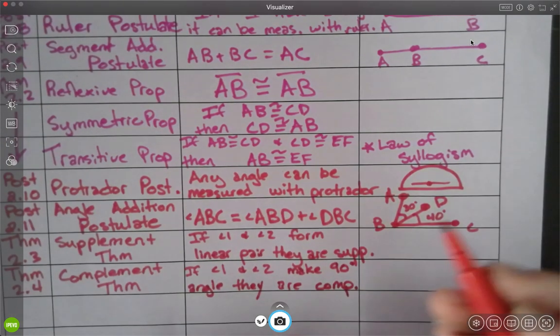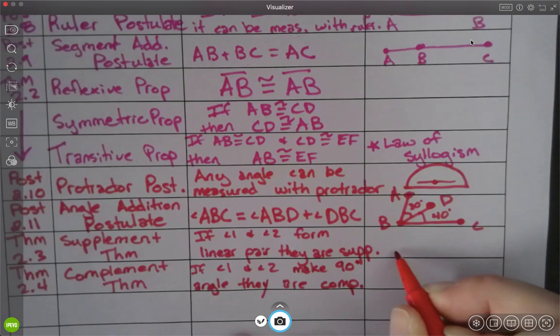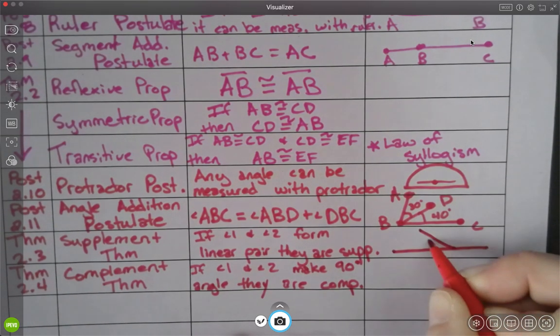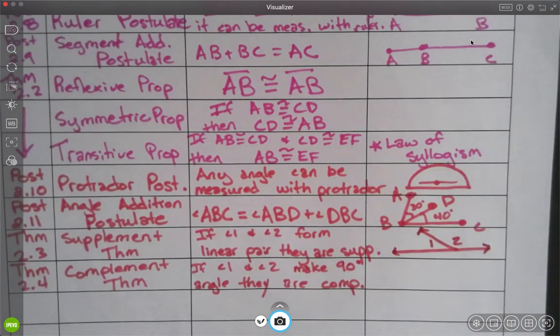Okay, what does a linear pair look like? A linear pair is anything that makes a straight line. So I have two angles making up a straight line. So here's my straight line. Let's call this angle 1. That's angle 2. Those two angles live on a straight line, and if I add them together, I'm adding two angles that live on a straight line, so they are supplementary.